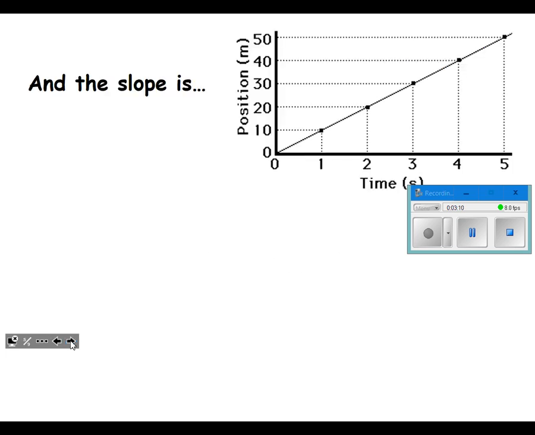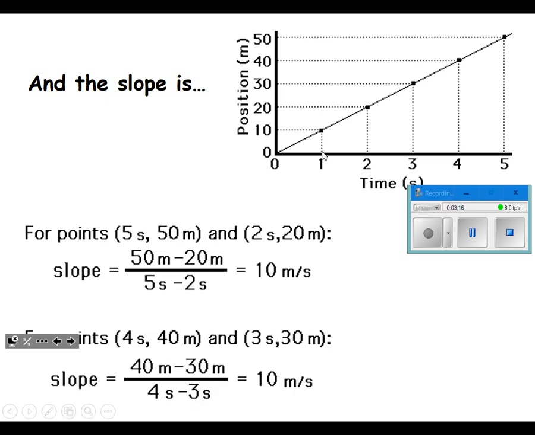All right. So, the slope of this particular graph, remember we did 10 minus 0 over 1 minus 0, which would just give us 10. We can do this from any set of points. So I could have done 50 minus 20, which would have given me 30, and then I could have done 5 minus 2, which had given me 3, and so that would have given me 30 divided by 3, which is 10 meters per second. So everywhere along this line, the slope is 10 meters per second.